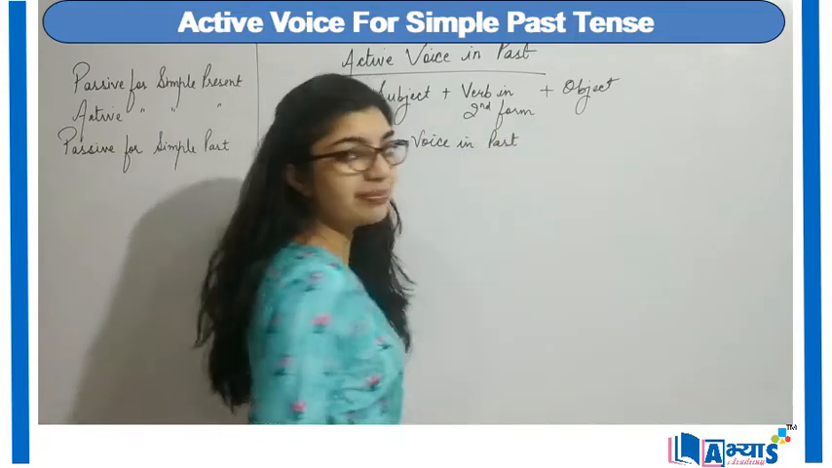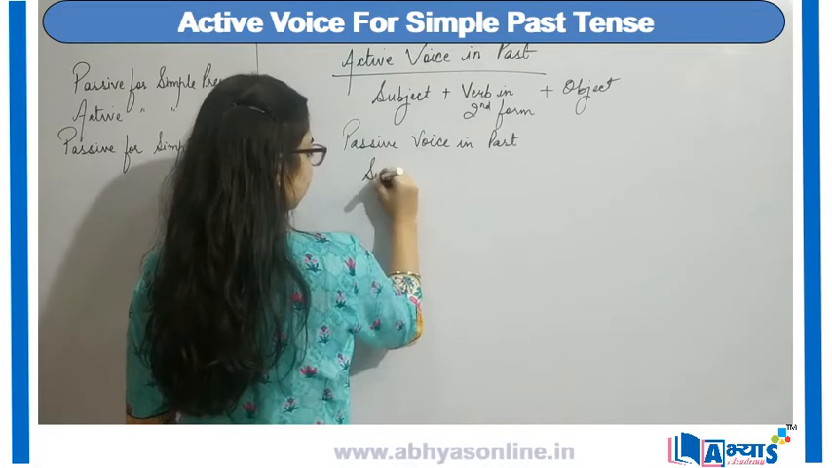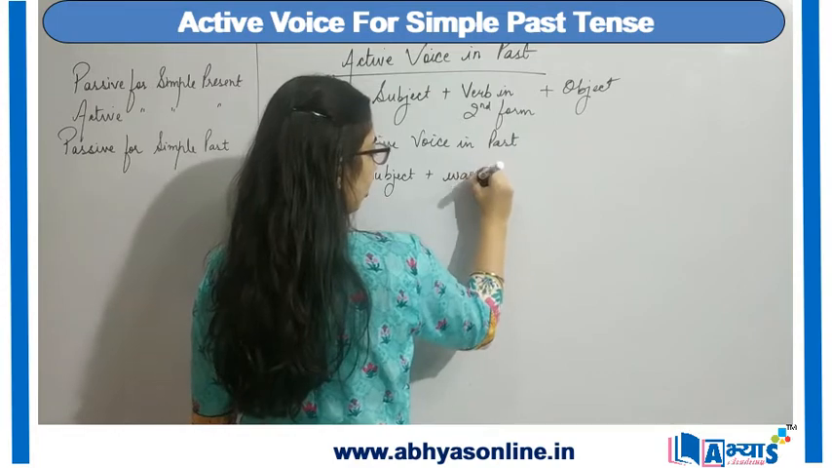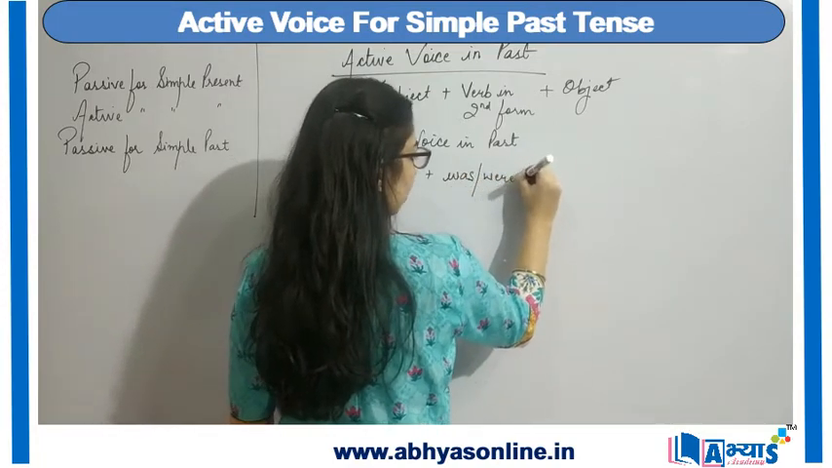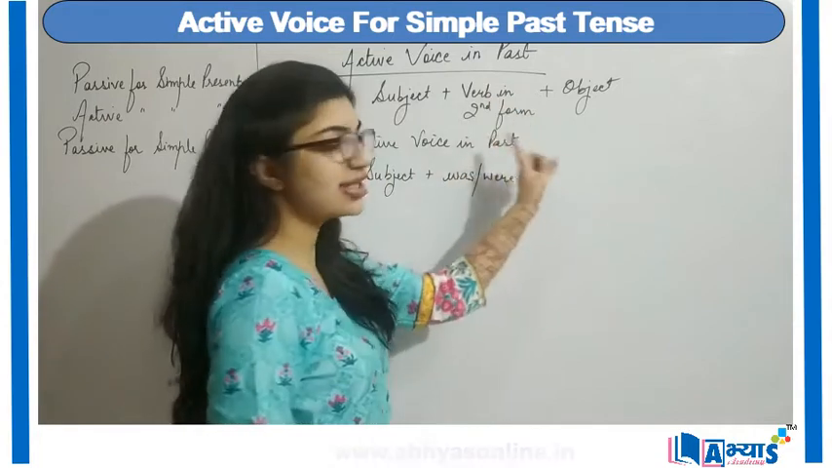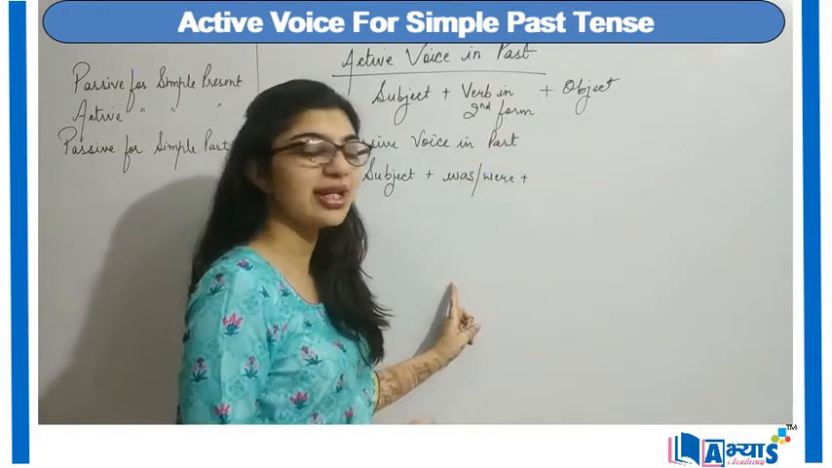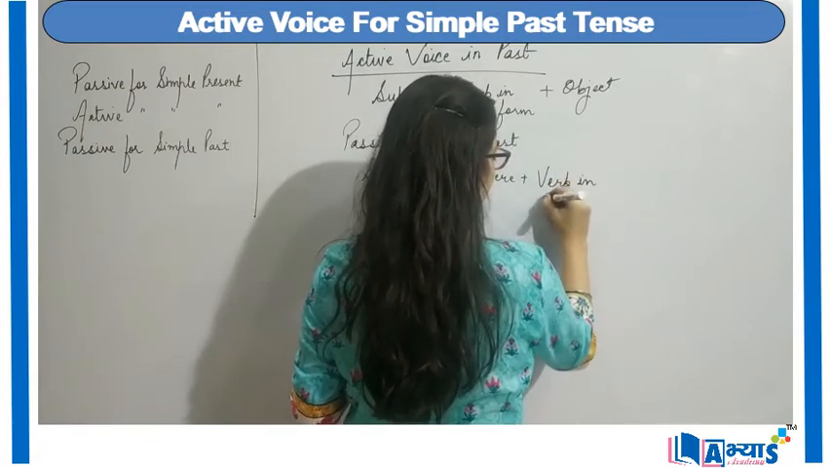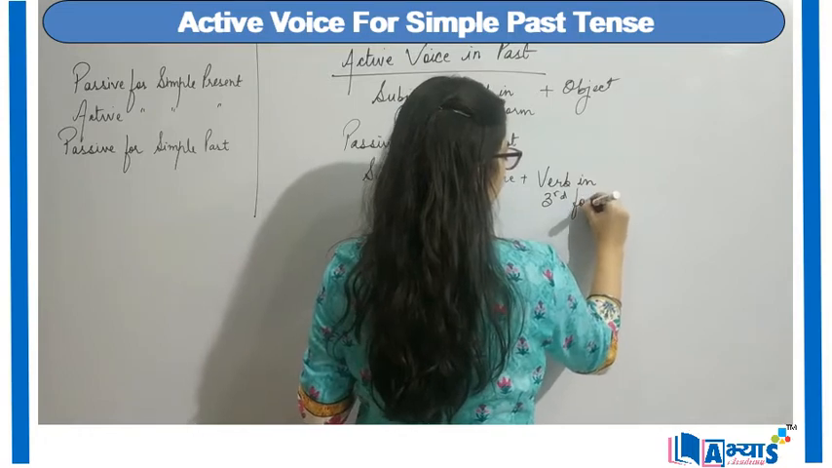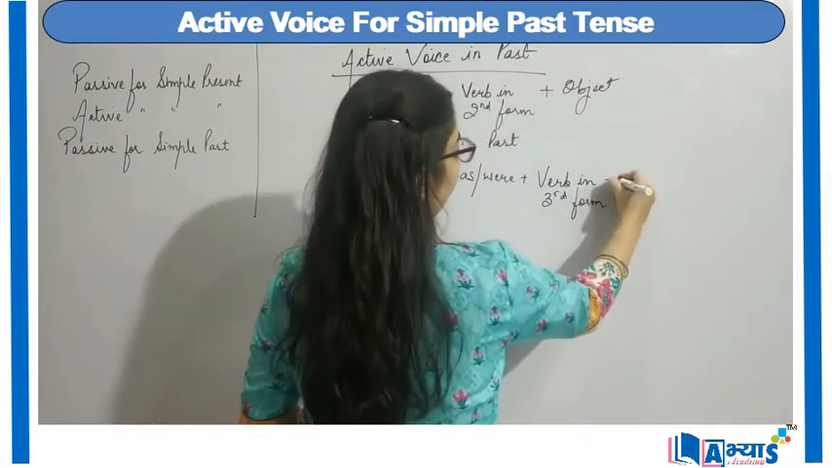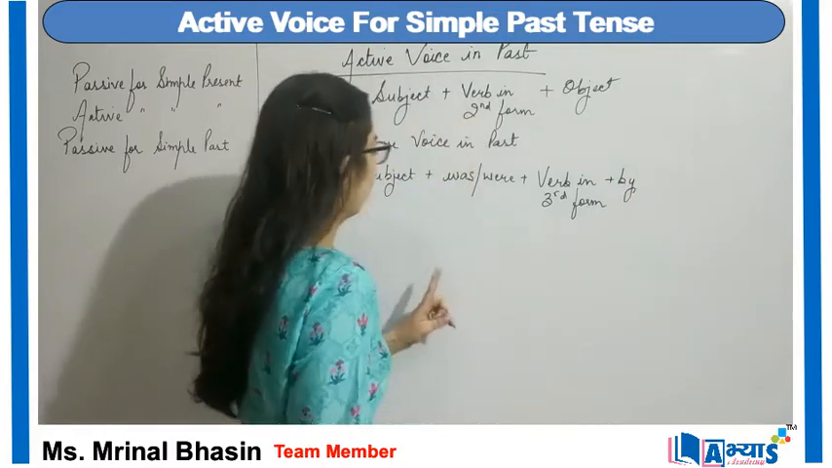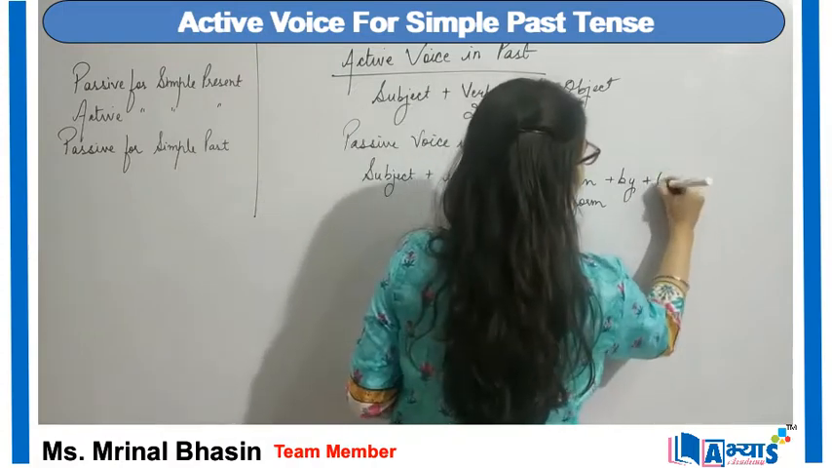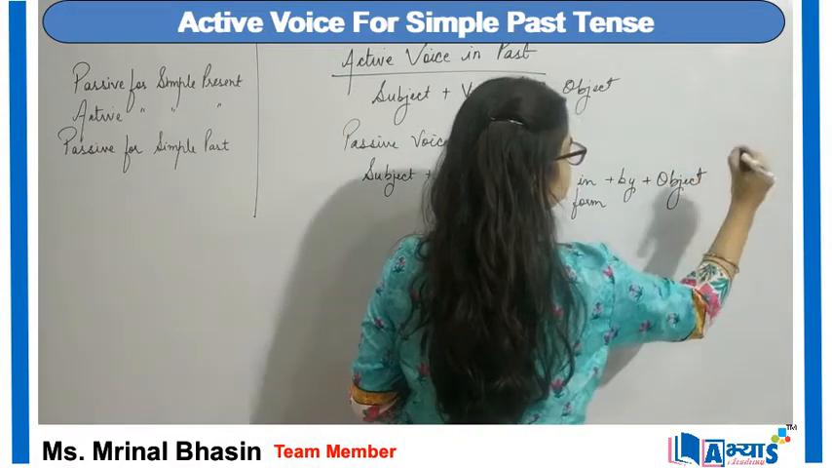So passive voice in past is subject plus was or were plus, here the verb is in second form, in passive the verb is always in third. So verb in third form followed by. Now by is mandatory when you make use of passive voice. So by plus last is the object.